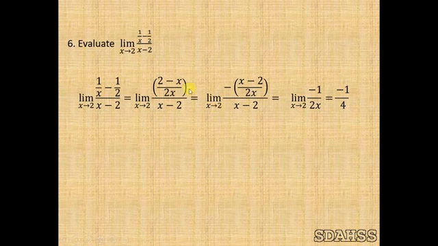tends to 2. In the numerator, minus is common, so take it outside. So you have minus into x minus 2 divided by 2x divided by x minus 2. X minus 2 cancel. So you have limit x tends to 2 minus 1 by 2x. Now substitute x is equal to 2. So you have minus 1 by 4.